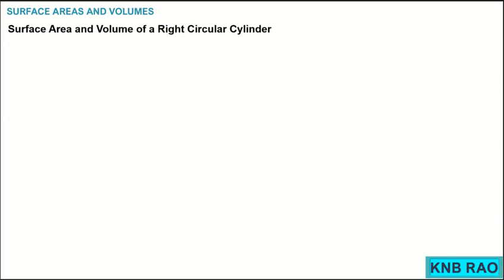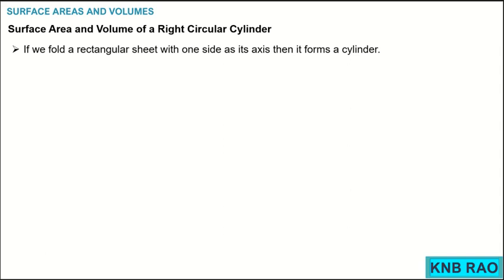So students, you have seen the video. Now we will go for summarizing what you have seen. If we fold a rectangular sheet with one side as its axis, then it forms a cylinder.